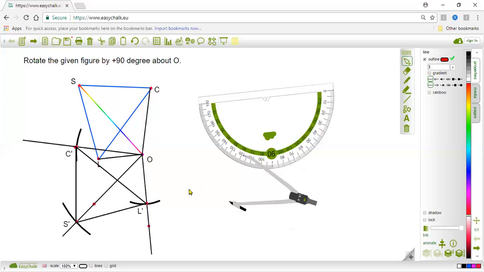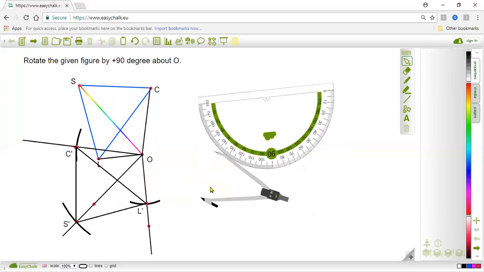Here we finally obtain this image triangle. This is the object triangle, and this black triangle is the image triangle, and this is the center of the rotation, and you can show the path of the rotation. Let me just indicate the path of the rotation here.